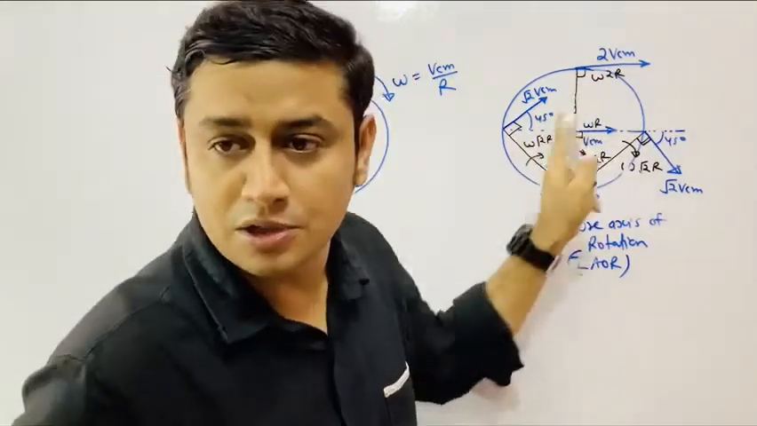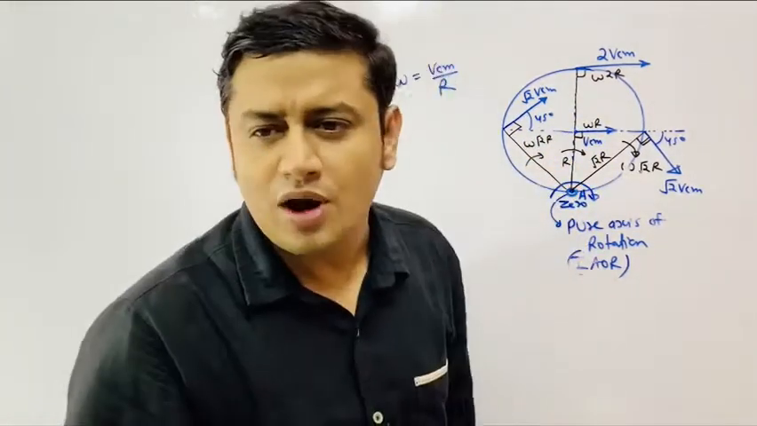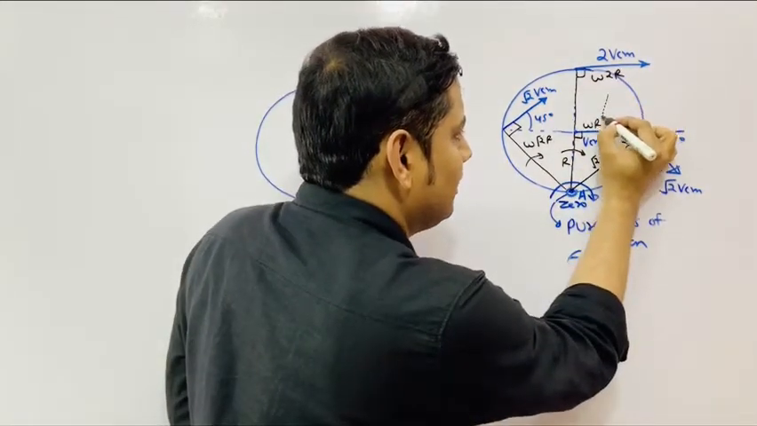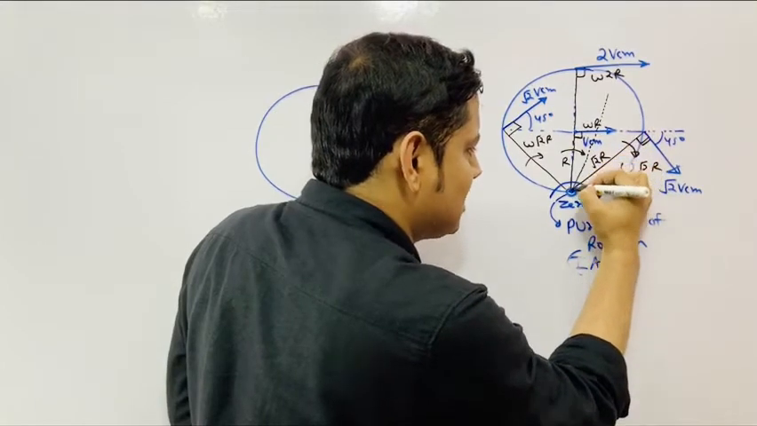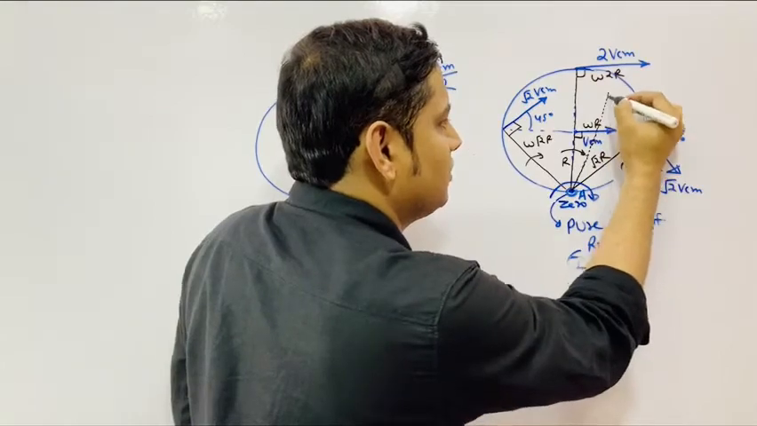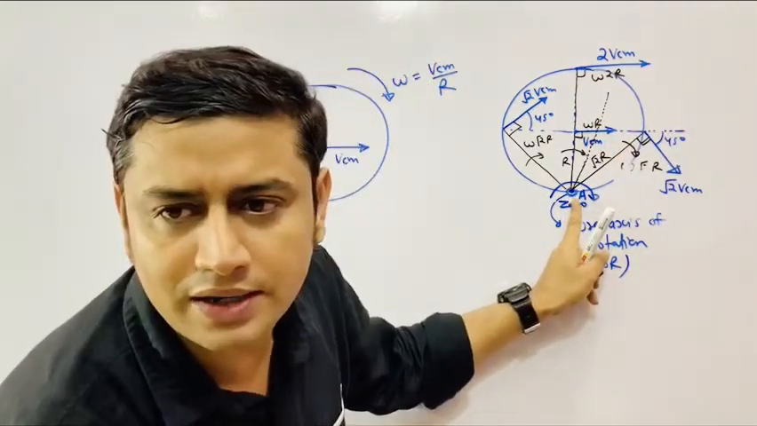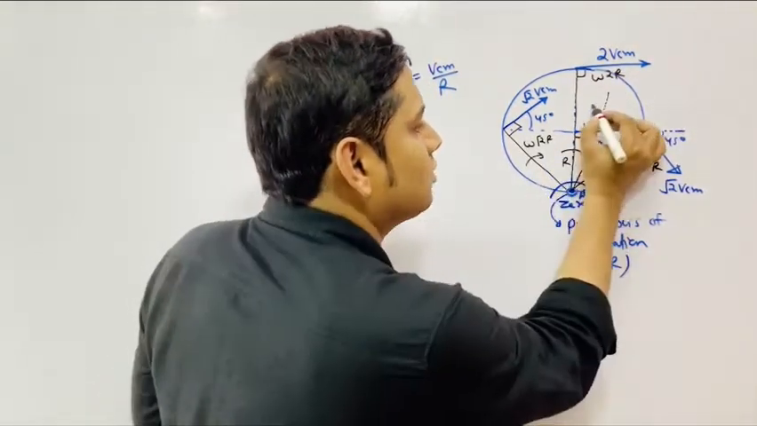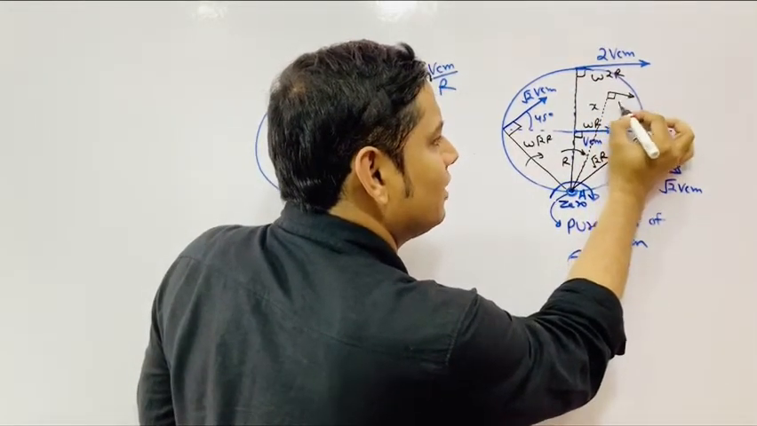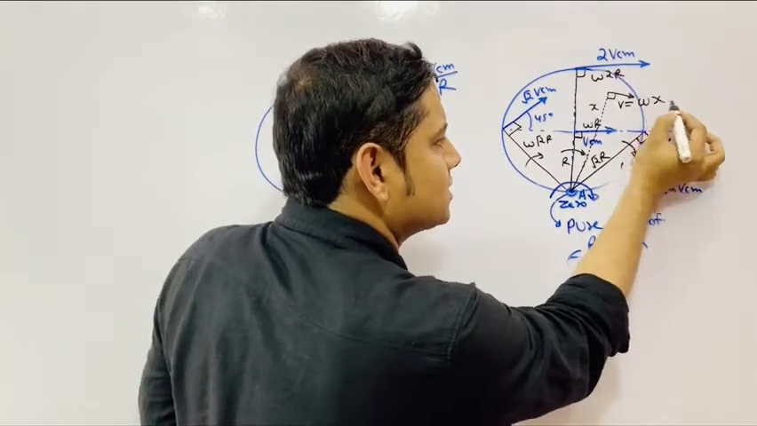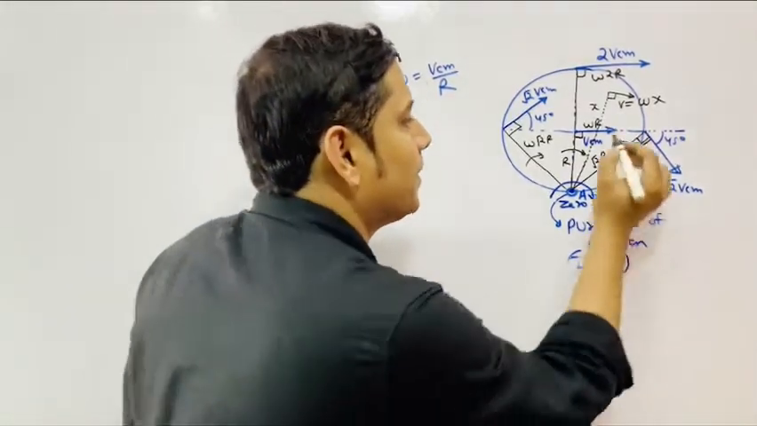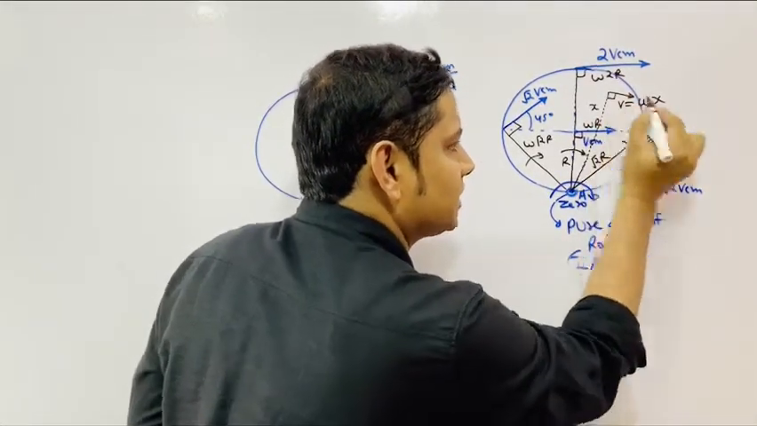Root 2 VCM, perpendicular to this. The speed of any point at a distance x from this point of rest, the instantaneous axis of rotation, you can get in one step. Velocity would be equal to omega into x, and the direction would be perpendicular to this radius vector.